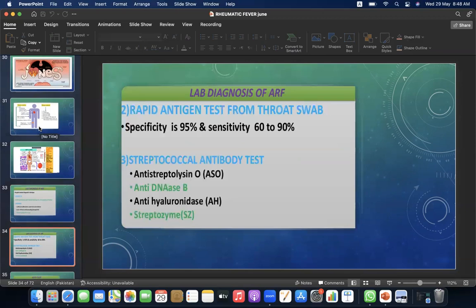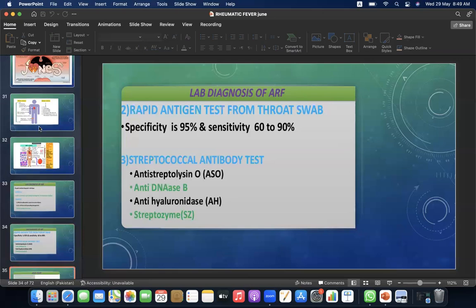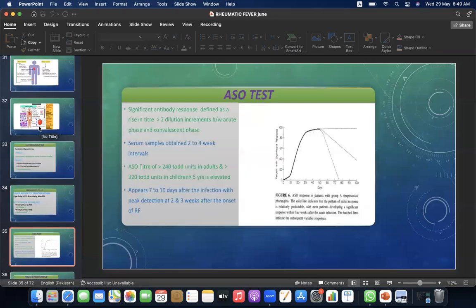Lab diagnosis of acute rheumatic fever, rapid antigen test from throat swab: specificity is 95% and sensitivity is 60 to 90%. Streptococcal antibody tests are anti-streptolysin O (ASO), anti-DNase, anti-hyaluronidase, and streptozyme. For the ASO test, a significant antibody response is defined as a rise in titer of more than 2 dilution increments between the acute phase and convalescent phase, with serum samples obtained at 2 to 4 week intervals. An ASO titer of more than 240 Todd units in adults and 320 Todd units in children is elevated. It appears 7 to 10 days after the infection, with peak detection at 2 to 3 weeks after the onset of rheumatic fever.